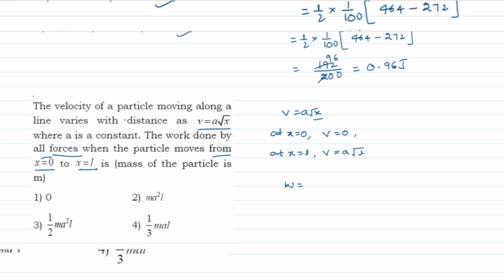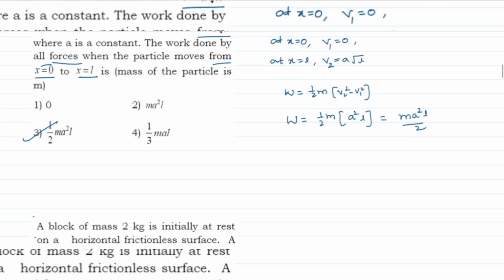Work done by all the forces is nothing but, by the work energy theorem, the change in kinetic energy. That is half into m into v2 square minus v1 square. Considering v1 and v2, half into m into v2 square, where v2 square is a square into L. So we get m into a square into L by 2. This is the work done. Half m a square L is the correct answer.